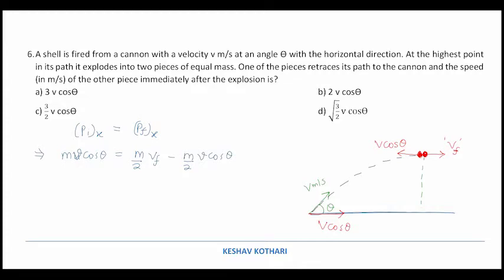We are writing a negative sign because it is coming towards the negative x-axis direction. So if we solve for this, we obtain 2v cos theta plus v cos theta is equal to v final. So v final is equal to 3v cos theta. So for this particular problem, 3v cos theta, that is option A, is the correct alternative. Let us move to the next problem.